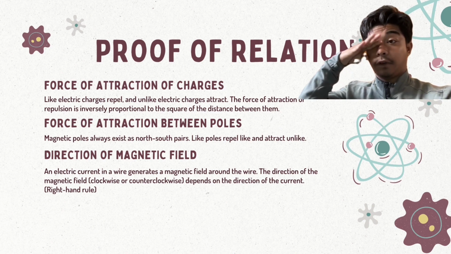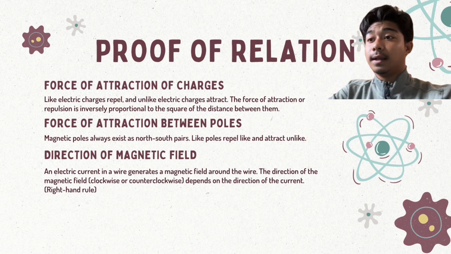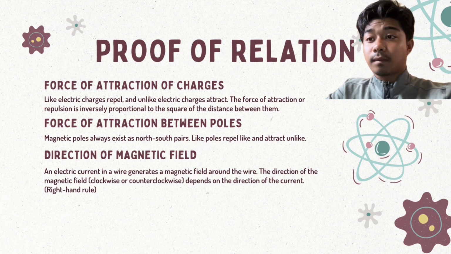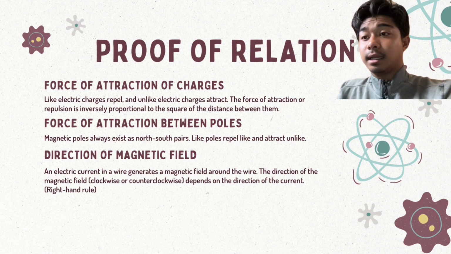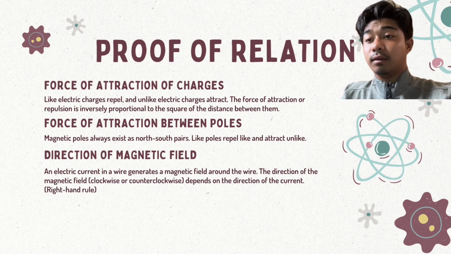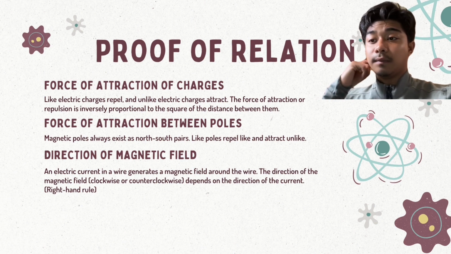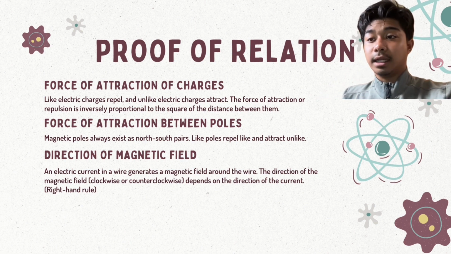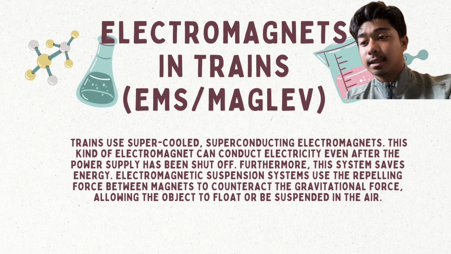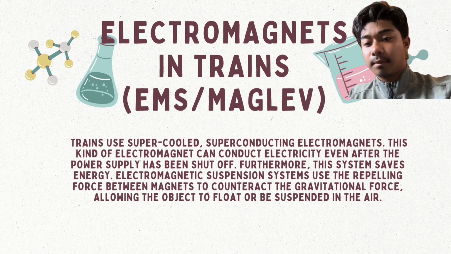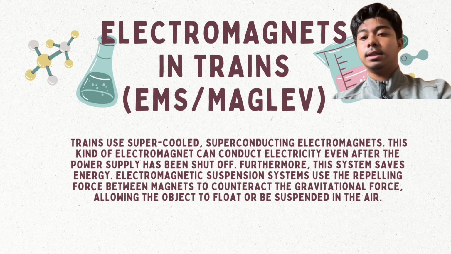The second proof of relation is the force of attraction between poles. Magnetic poles always exist as north-south pairs. Like poles repel and unlike poles attract. The final proof of relation is through the direction of the magnetic field. An electric current in a wire generates a magnetic field around the wire. The direction of the magnetic field, clockwise or counterclockwise, depends on the direction of the current. This rule is also known as the right-hand rule. In trains, this is also known as EMS or electromagnetic suspension.